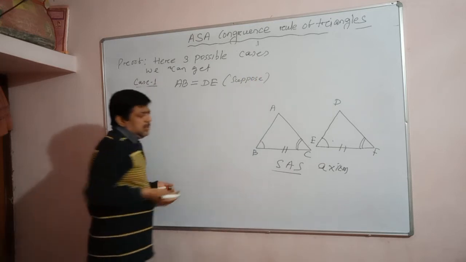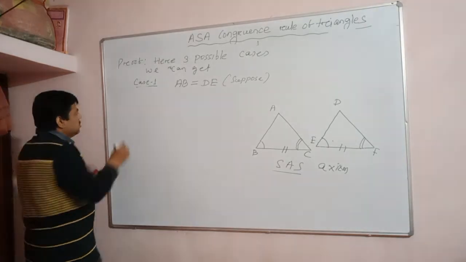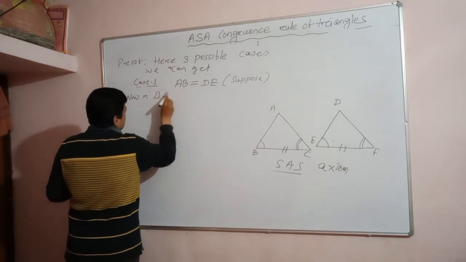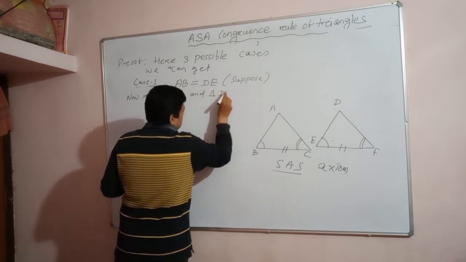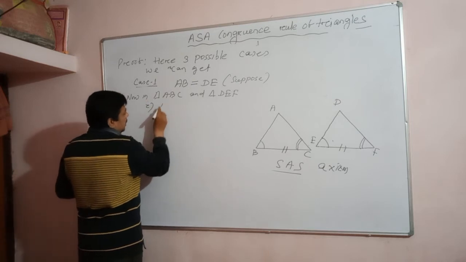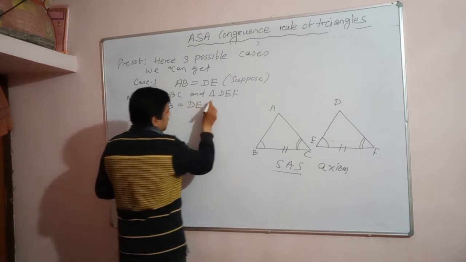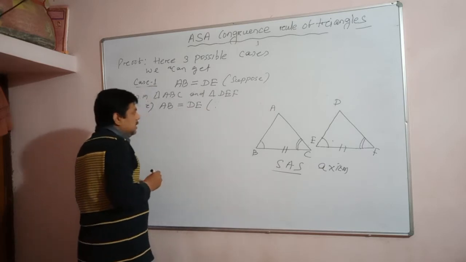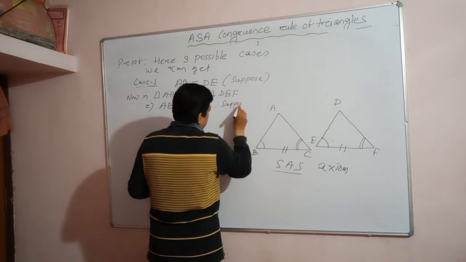AB and DE are the two line segments, so maybe AB equals DE. Now you see, in triangle ABC and triangle DEF, point 1: AB equal to DE. Why? Because we have taken AB equal to DE. Understand?